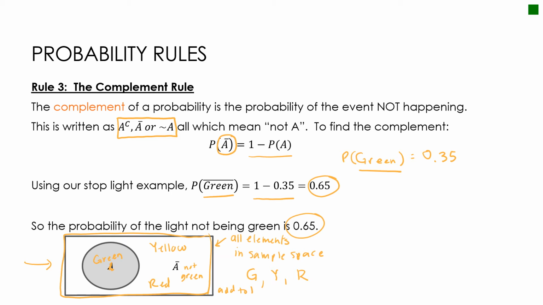And again, that's why we can use that complement rule, because if this value is 0.35, then I know all of this out here together needs to be 0.65 for it to add to 1.